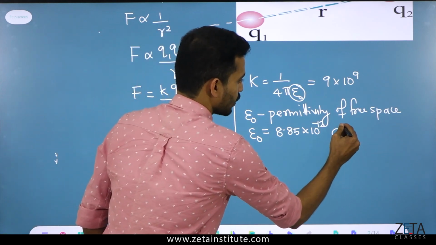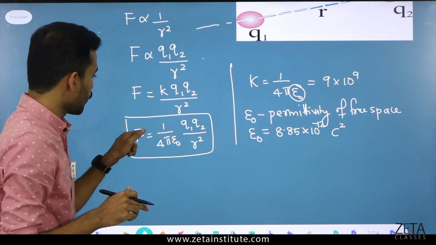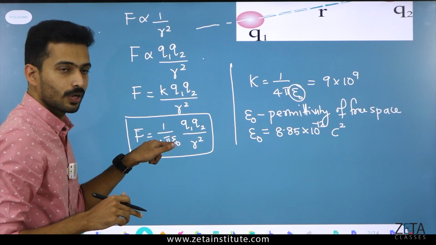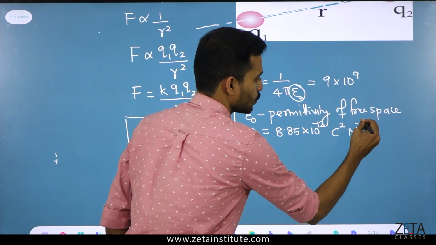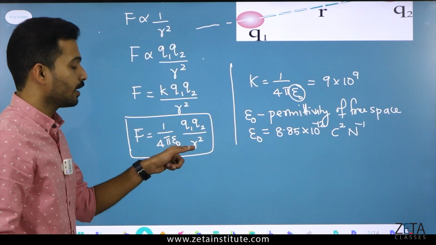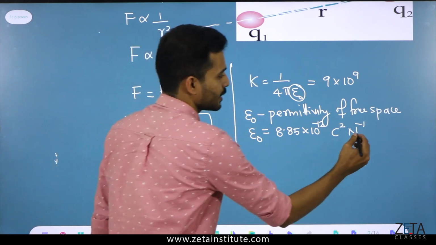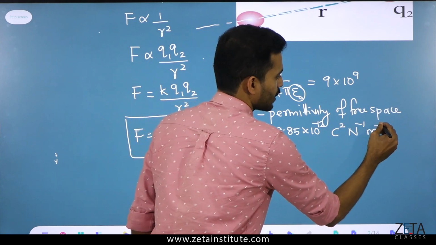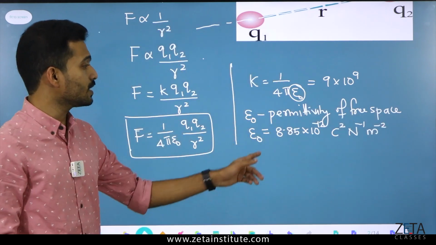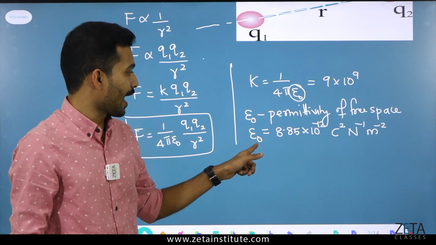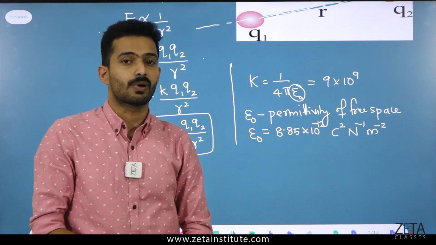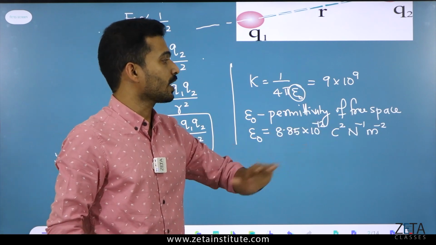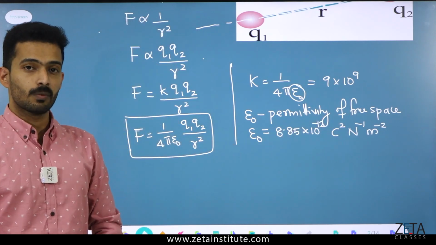So we can write Coulomb square by force. The unit of force is Newton, so Newton raised to minus 1. Here r square we can write as meter raised to minus 2. So this is the unit of epsilon 0. The value of epsilon 0 is equal to 8.85 into 10 raised to minus 12 Coulomb square Newton raised to minus 1 meter raised to minus 2.